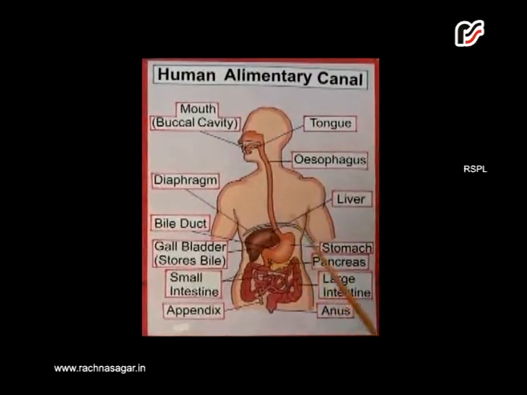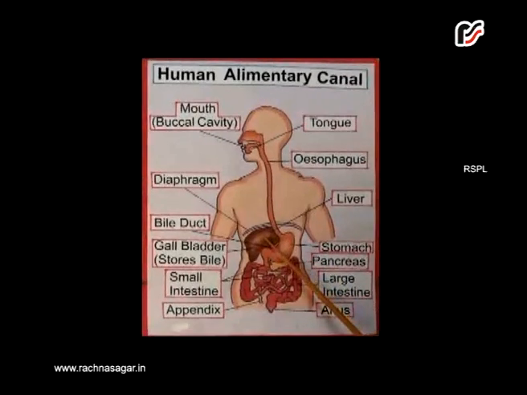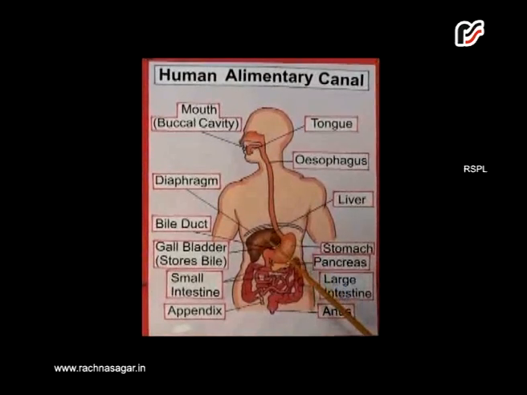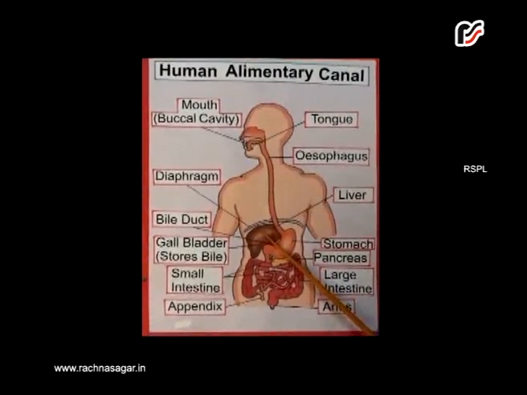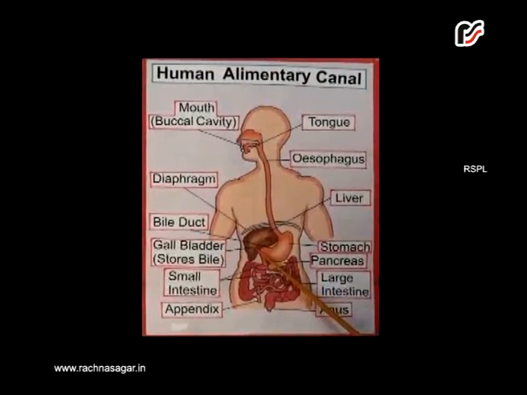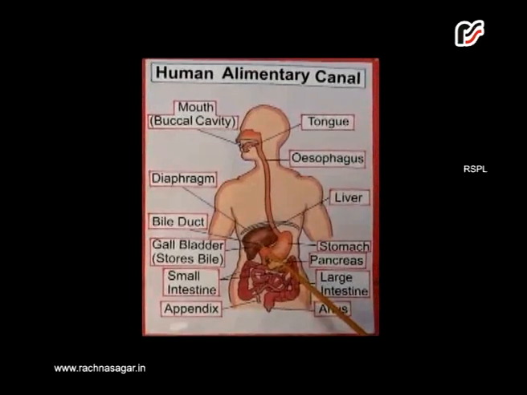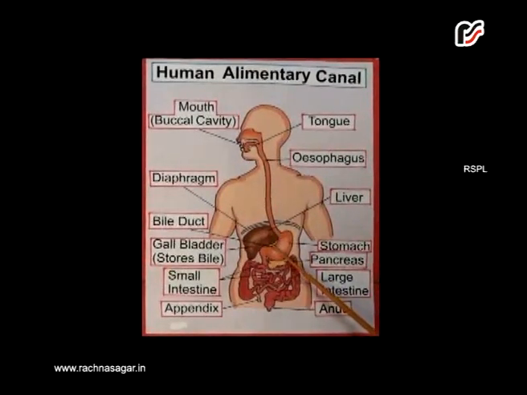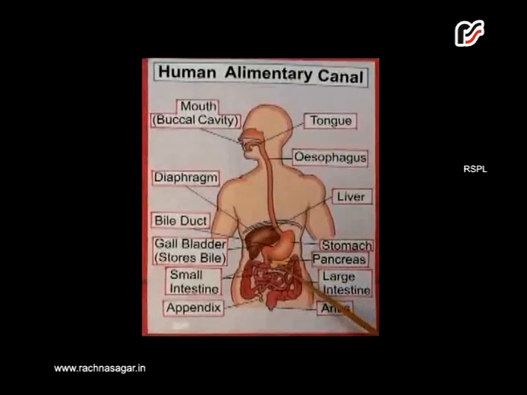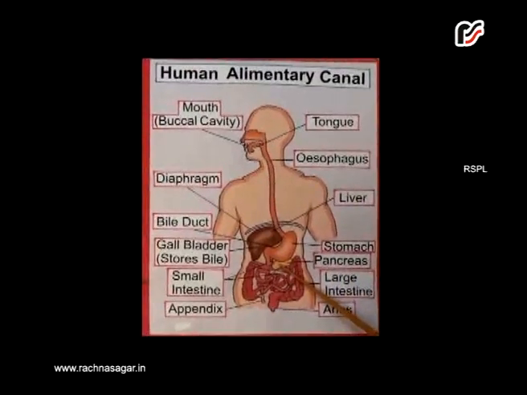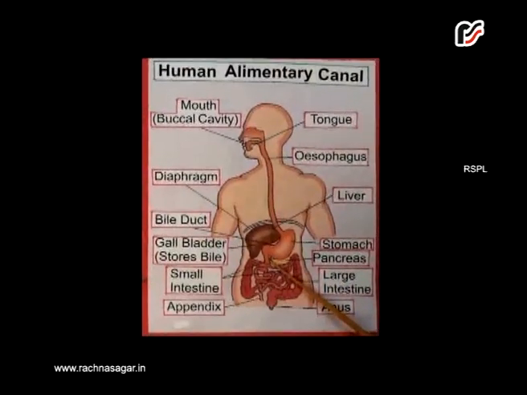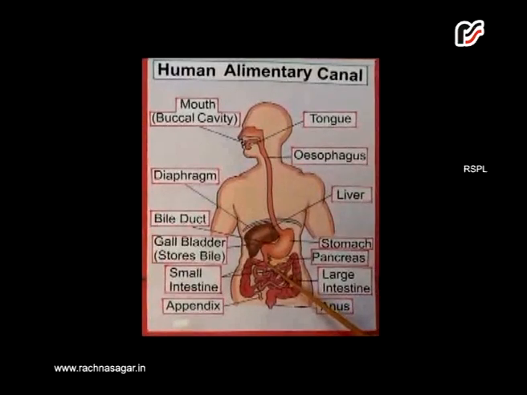Associated glands with the digestive system are the liver, which is also known as the largest gland of the body. Whatever the liver secretes, that is bile juice, is stored in the gallbladder, where it gets concentrated and then released whenever required. Another associated gland outside of this system is the pancreas. So the liver and pancreas commonly pour their secretions into the duodenum.